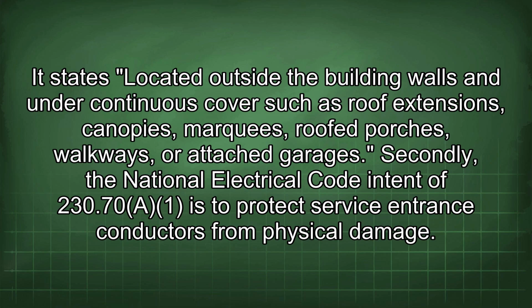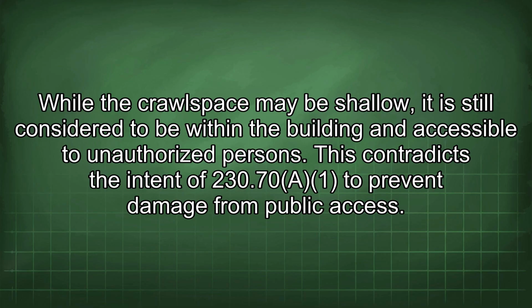or attached garages. Secondly, the National Electrical Code intent of 230.70 is to protect service entrance conductors from physical damage. While the crawl space may be shallow, it is still considered to be within the building and accessible to unauthorized persons. This contradicts the intent of 230.70 to prevent damage from public access.